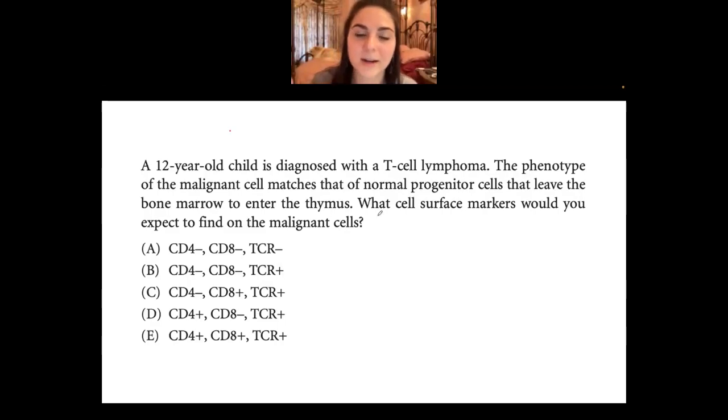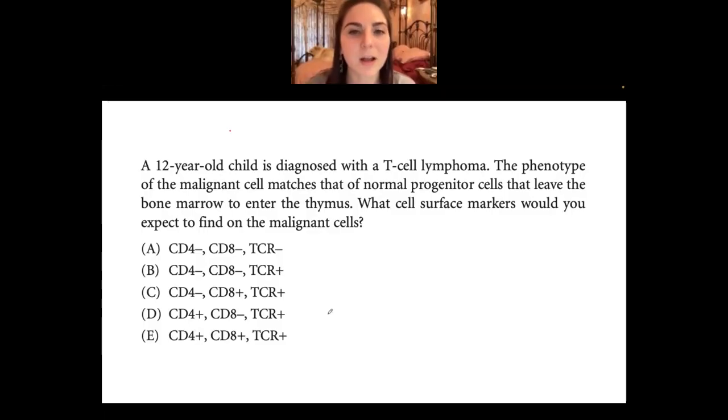And then when it's there, it's going to be double negative. Beta chain's going to rearrange. It's going to be gamma delta. We get our surrogate alpha chain, so pT alpha gets added to it, proliferates. Now we get double positive T cells. So this double positivity is going to be a little bit after they first enter.